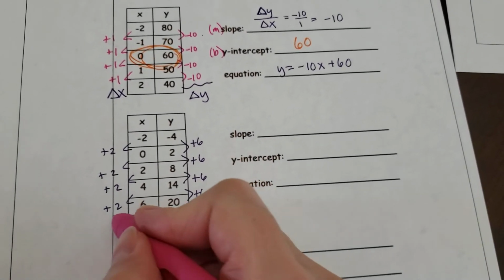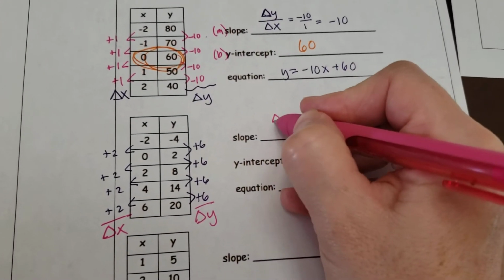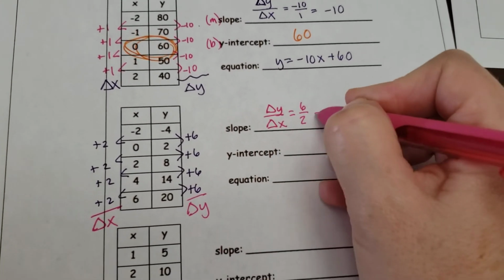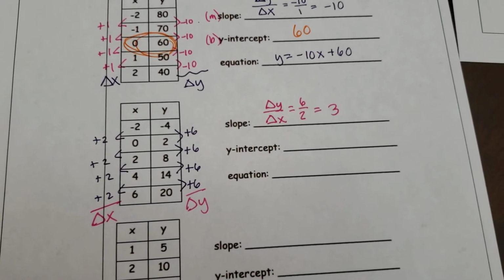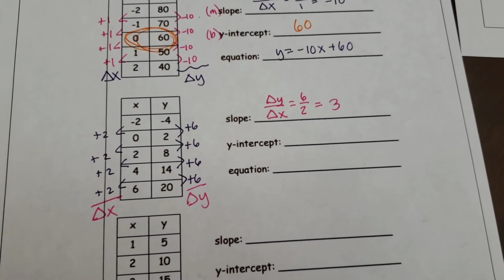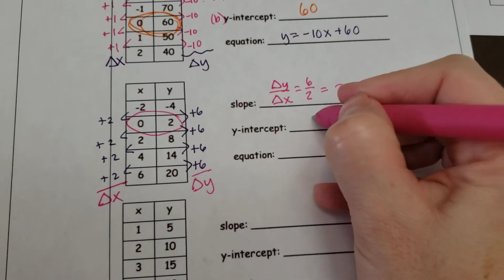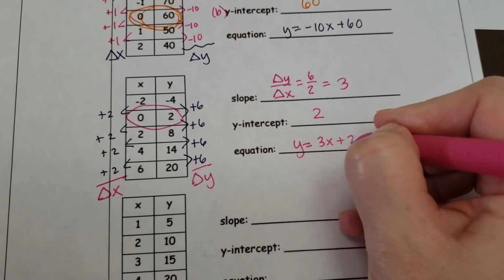So that's your change in y. Here's your change in x. So again, slope is change in y over change in x. So that'd be 6 over 2 and then just reduce it. So that's going to be a nice 3. Your y-intercept again is where your x is equal to 0. So that looks like 2. And then you plug it in. So y equals 3x plus 2.